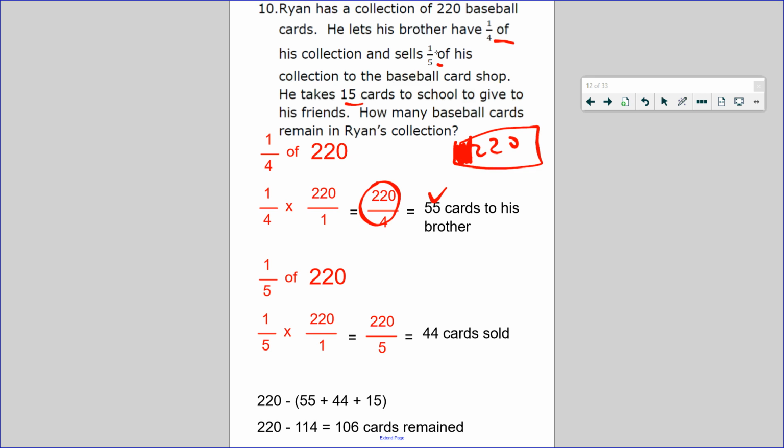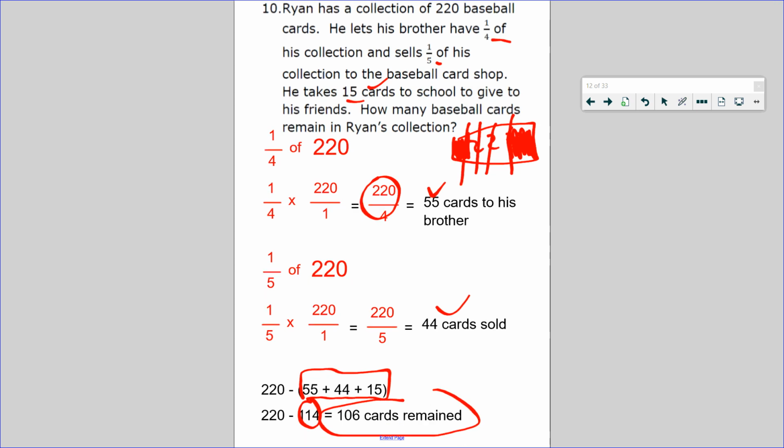Then he sells 1/5 of his collection. So if I divide this into fifths now, 1/5 times 220 over 1. 220 divided by 5 is 44. Then he gives 15 cards to his friend at school. So he gave 55 to his brother, 44 to the shop, 15 more. So how many did he give away first of all? That's 114. 220 minus 114, he has 106 cards remaining.